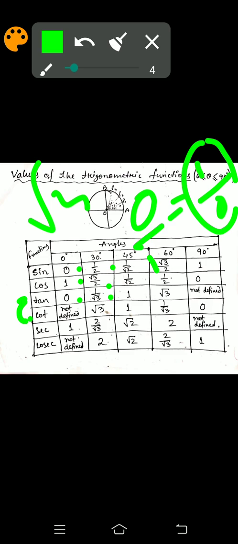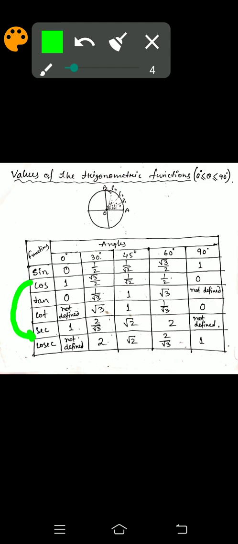Okay, sec is the reciprocal of cos, so sec 0 will be the reciprocal of 1, which is 1. Now sec 30 will be the reciprocal of root 3 by 2, it will be 2 by root 3. So similarly you can find the remaining. Now cosec is the reciprocal of sine. So for 0, reciprocal of 0 is not defined. Similarly you can find the rest. No need to learn by heart, just remember only the value of sine, and all the remaining values you can find.